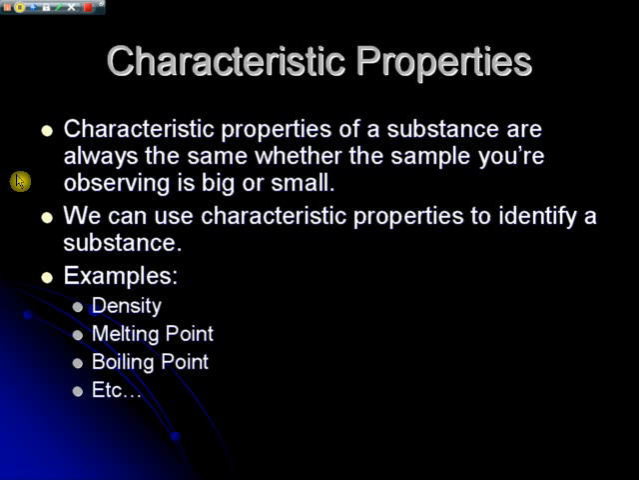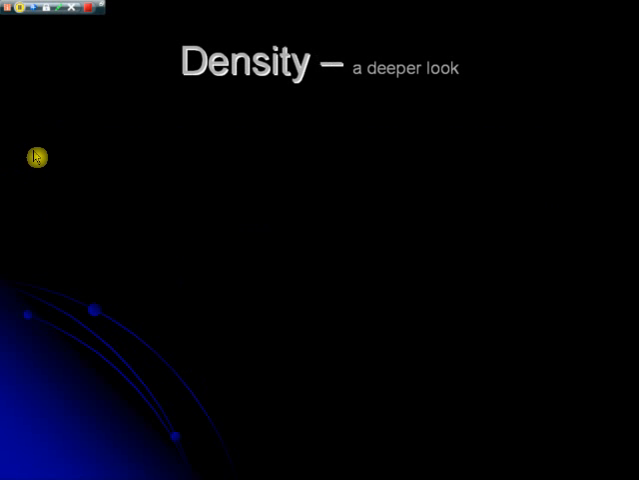So if I have an unknown liquid that's clear, colorless, looks like water, and has a density the same as water, the melting point is the same as water, and the boiling point is the same as water, I can be certain that it's water.